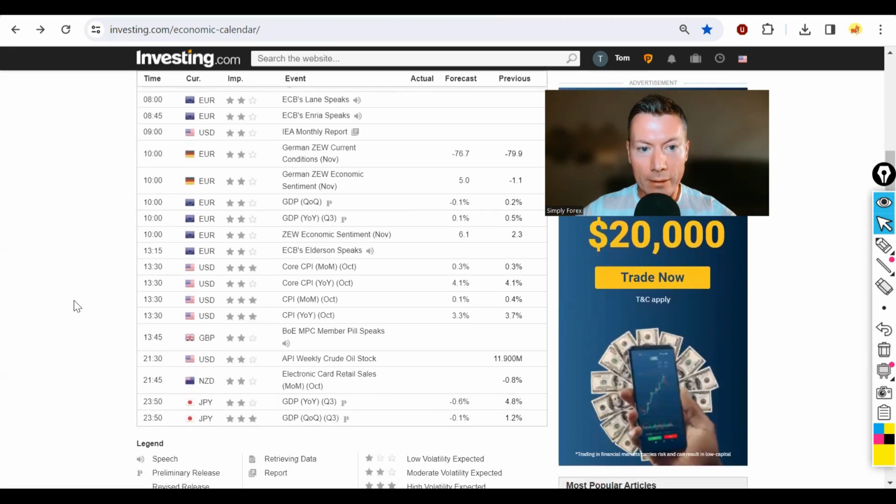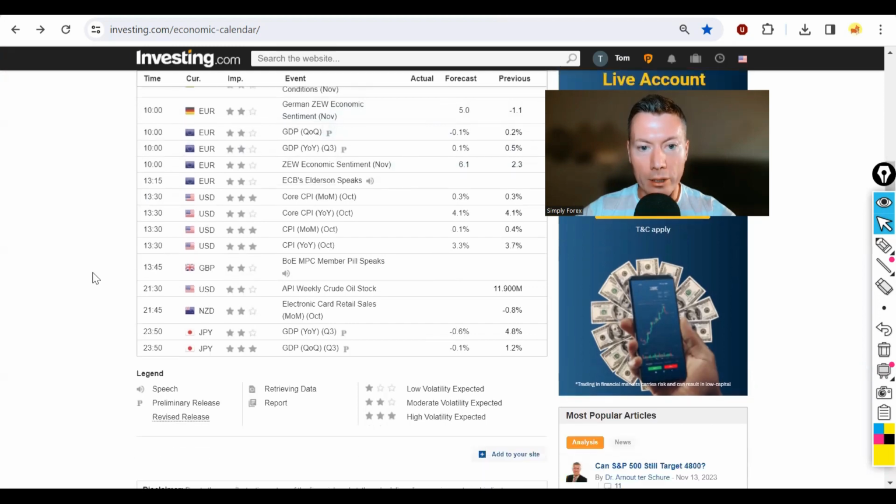If we carry on down, guys, at 10 o'clock, it's all of this news for the euro. The German ZEW current conditions and economic sentiment, combined with the euro GDP quarter on quarter, year on year, more economic sentiment. All of this euro data in here is like one big 3-star rating. So you must be aware of that if you're in any euro pairs.